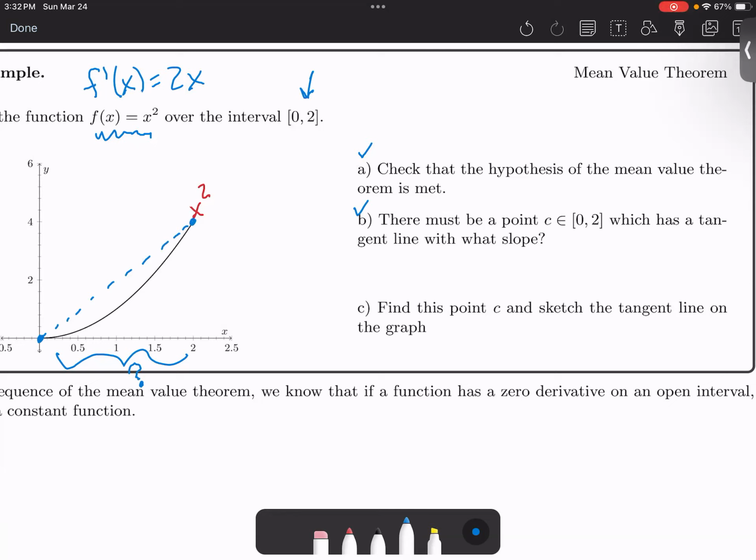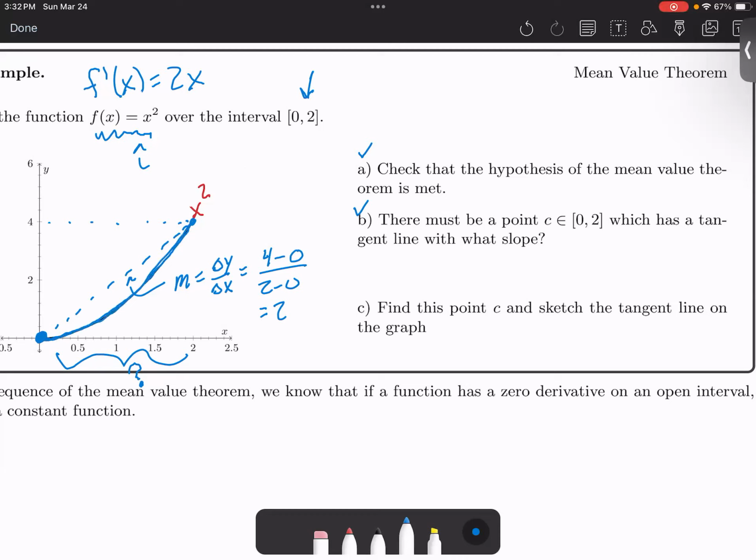So let's calculate the average rate of change, the slope of this line. Change in y over change in x. The y value here is 4, right? 2 squared is 4. The y value here at 0 is 0, because 0 squared is 0. The change in x values is 2 minus 0, right? Just finding the slope of that secant line right there. And we have 4 divided by 2, which gives us 2. So on average, this function increases at a rate of 2.